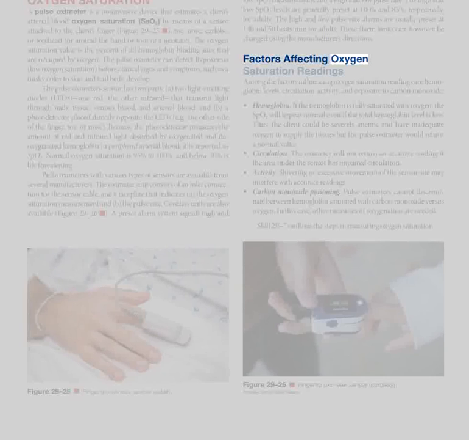Factors affecting oxygen saturation readings. Among the factors influencing oxygen saturation readings are hemoglobin levels, circulation, activity, and exposure to carbon monoxide. Hemoglobin. If the hemoglobin is fully saturated with oxygen, the SpO2 will appear normal even if the total hemoglobin level is low. Thus, the client could be severely anemic and have inadequate oxygen to supply the tissues, but the pulse oximeter would return a normal value.